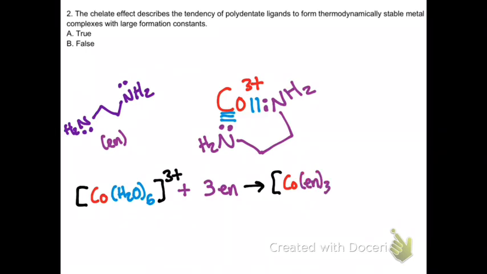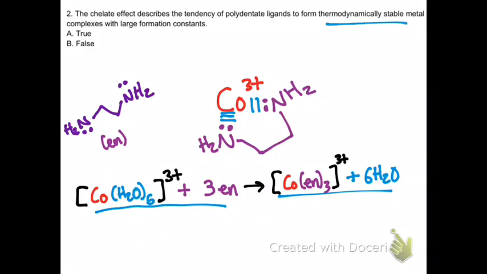And one of the main reasons for this is because notice what happens when the water is kicked out. So we form our new complex, and 6 waters are released in the process. So we go from 4 moles of reactants to 7 moles of products. This is an increase in entropy. So that does indeed help make a more thermodynamically stable complex.